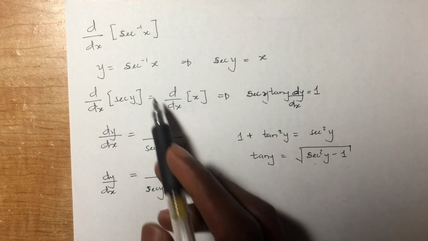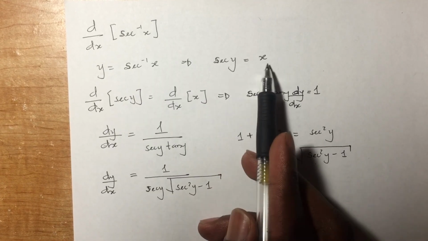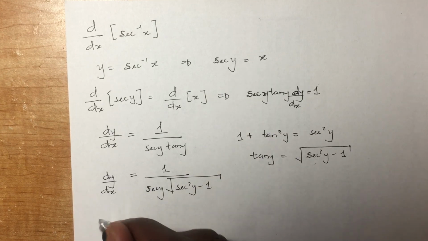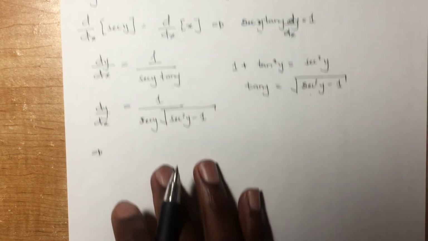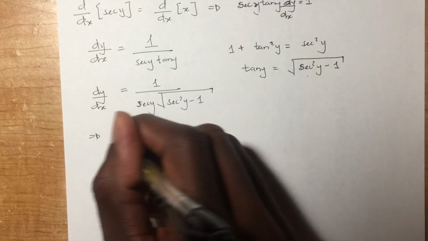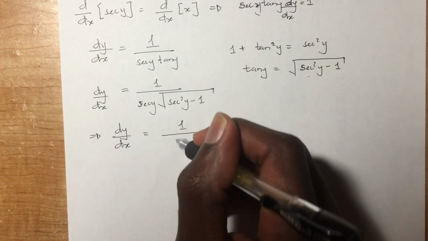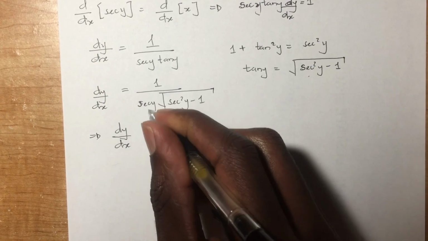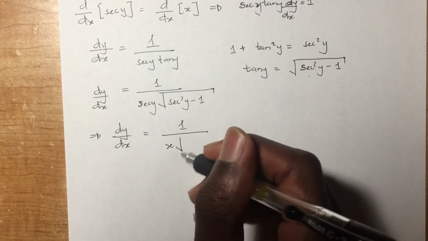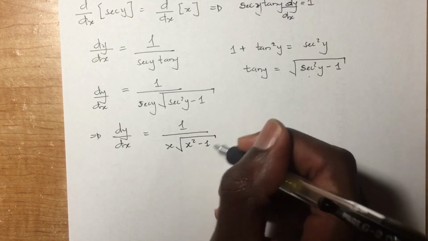And from the beginning of the equation, we already know that secant of y equals x. So here we end up with dy dx equals 1 over x, for secant of y, square root of x squared minus 1.